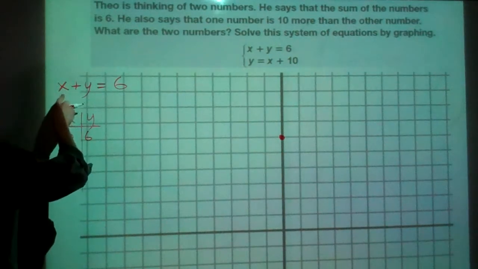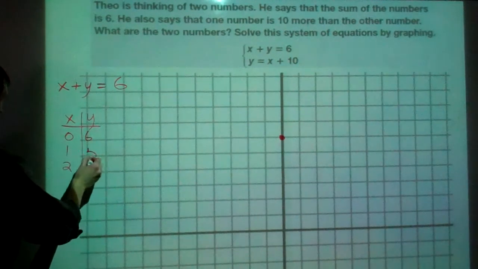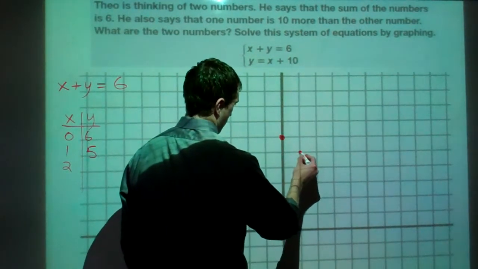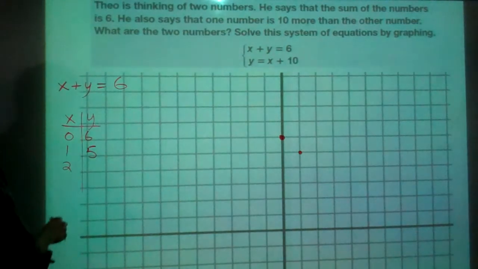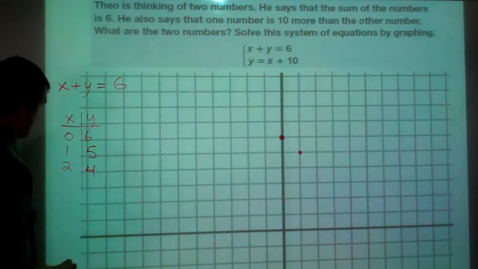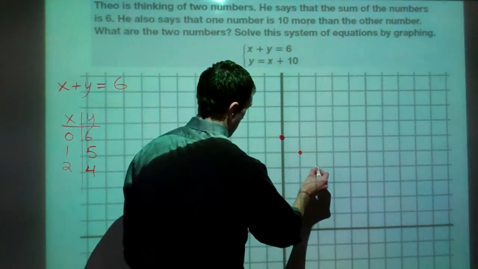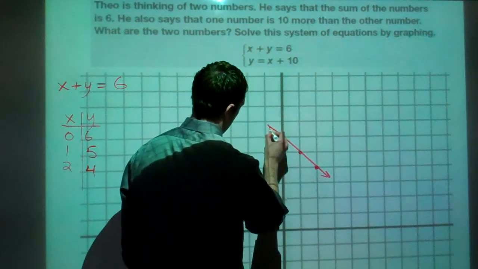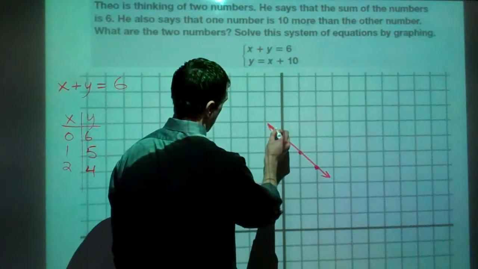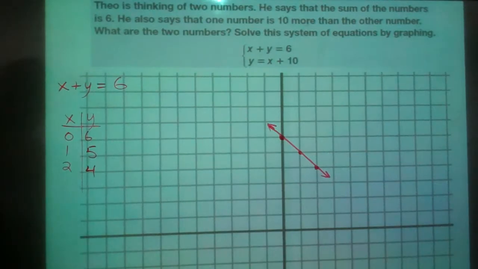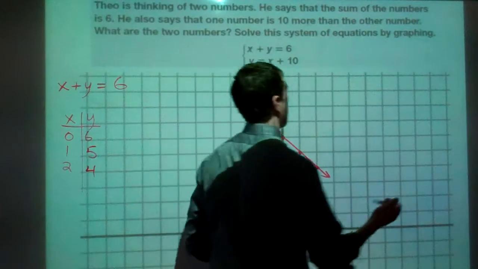If x is 1, 1 plus 5 gets us to 6. So over 1 up 5. Over 1 up 5. That puts us right there. And how about if x is 2, 2 plus 4 gets us to 6. So this is what we're finding out. And we're getting a graph that looks like that. Okay? Now, how about our y equals x plus 10?